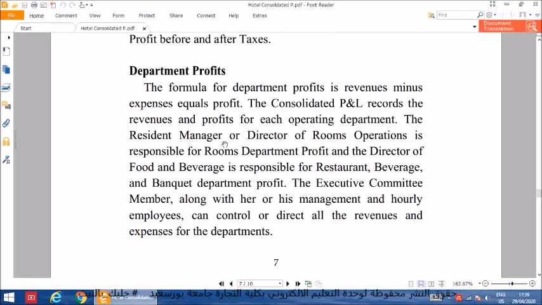The resident manager or director of rooms operations is responsible for room department profit. The director of food and beverage is responsible for restaurant department profit and beverage. So we can calculate the profit of the department by comparing revenues of the department with the expenses of the department.